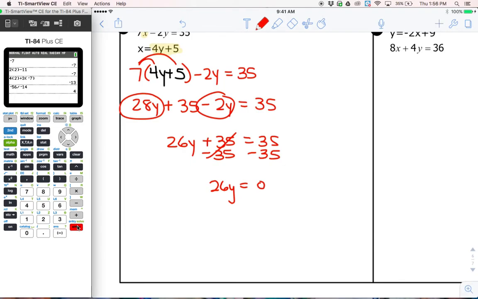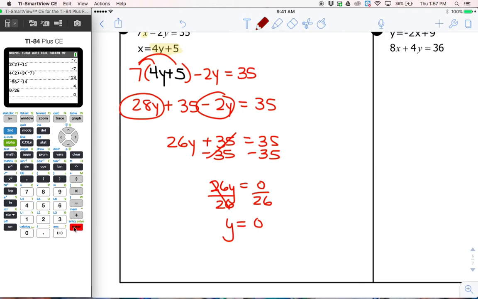Okay, well, that doesn't mean no solution, right? We can actually still solve this. I'm going to divide by 26. And I've got y equals 0. And if you're not sure if you're allowed to do that, because I know some of us get confused with zeros, type it in your calculator. 0 divided by 26. Yeah, it's just 0.